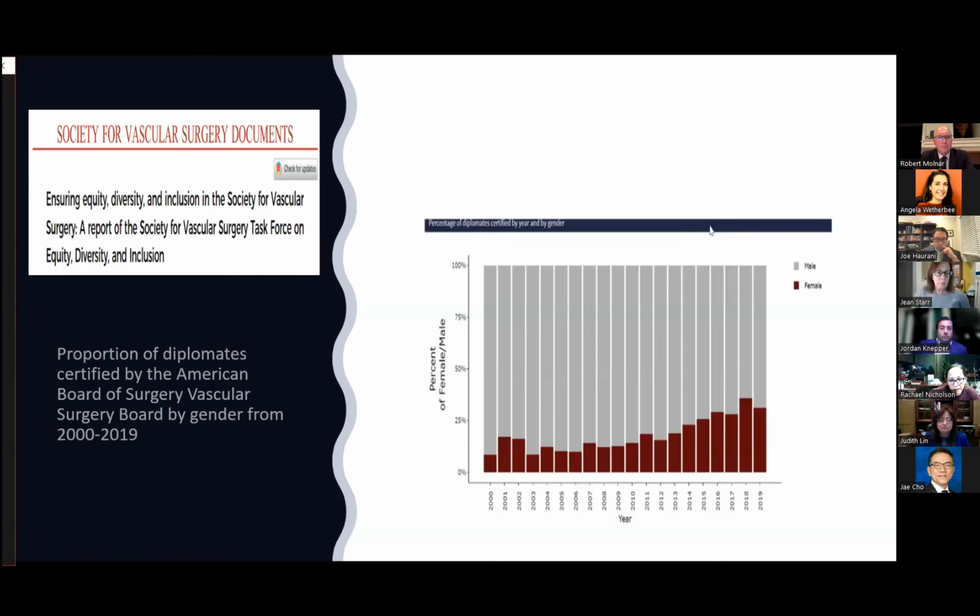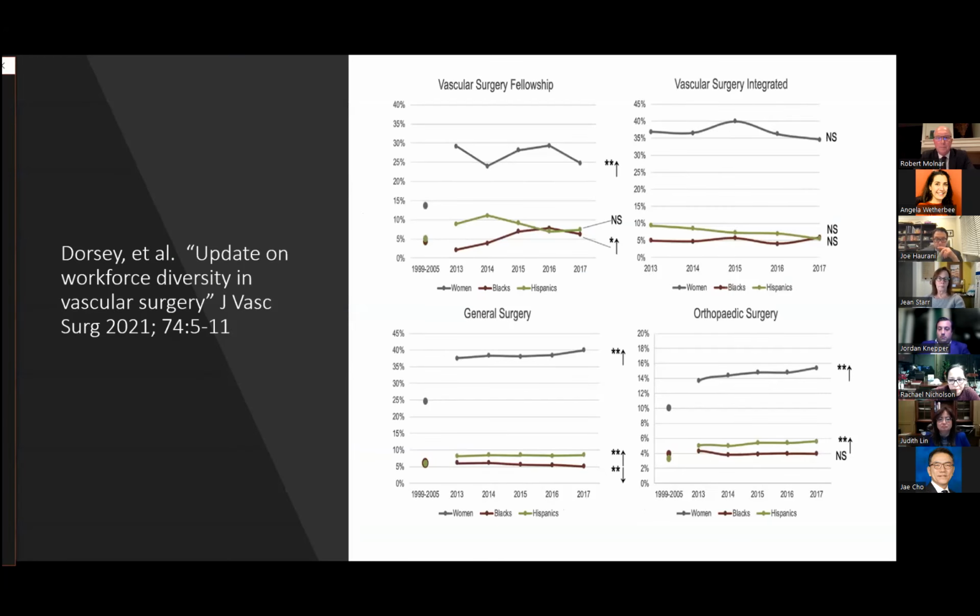Dr. Olivola recently published a report of the SVS Task Force on Equity, Diversity, and Inclusion that assesses the current state of diversity within our specialty, and more importantly, outlines a multifaceted plan to move forward and make improvements in DEI. And I think just given where our numbers are right now, there's certainly a lot of room for improvement. When you look at the number of women and minorities in medical school, our numbers don't quite match up as a whole.